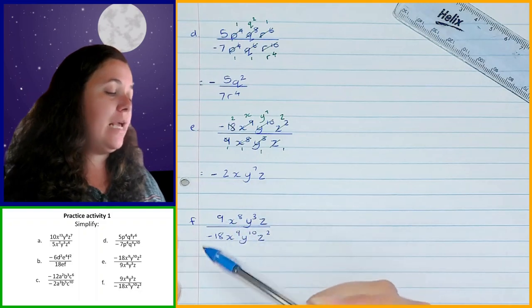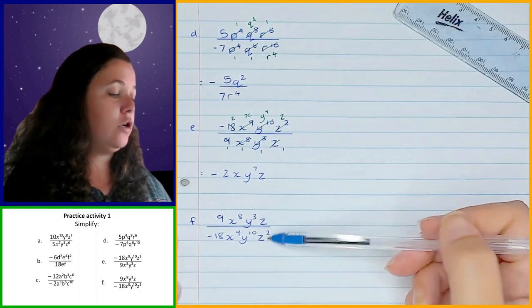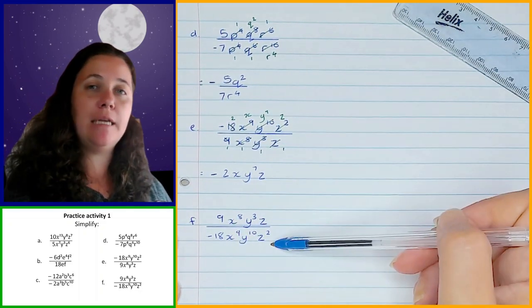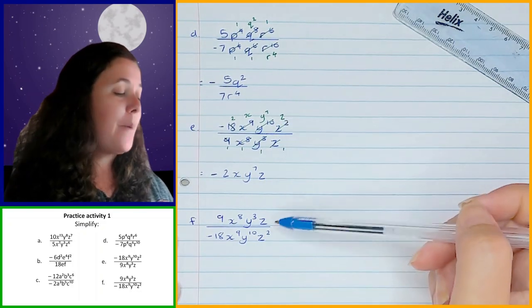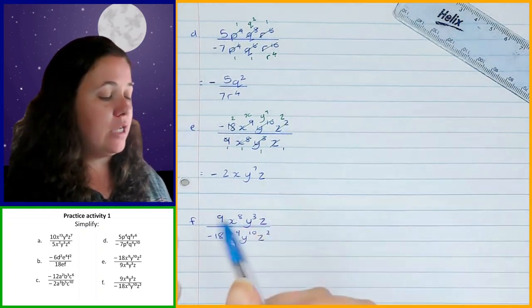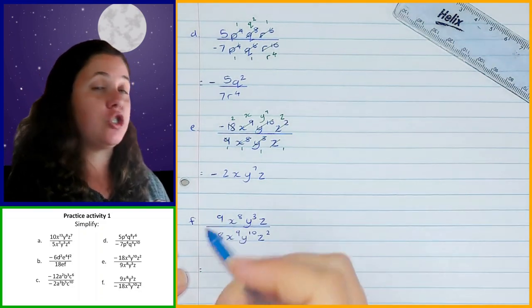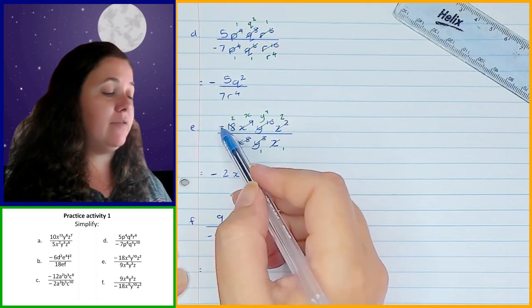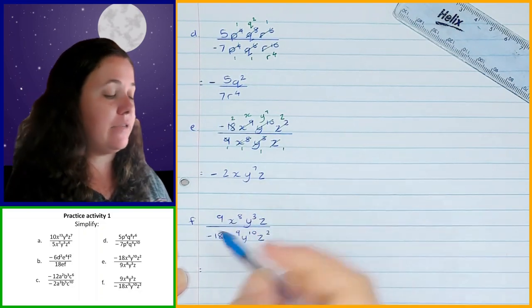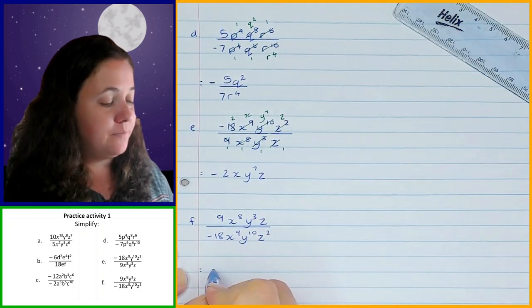Now, question F, you may have noticed, looks very similar to question E, but it's the opposite way around. So let's see how it differs when we actually calculate it. Just like in this one, where we had a negative divided by a positive, here we have a positive divided by a negative, and it's going to give us a negative answer.